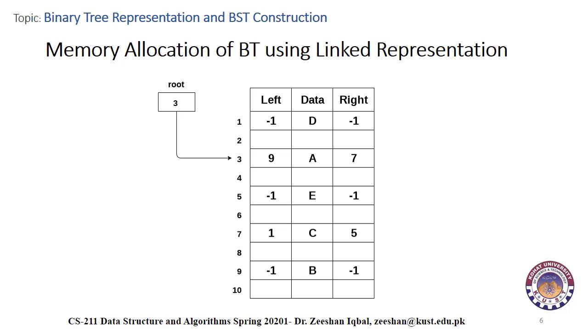At position 7, we can see the data portion of C, and C's left and right children are 1 and 5 respectively. On location number 9, we can see that the left and right pointers are assigned a minus value, which is equivalent to a null value.